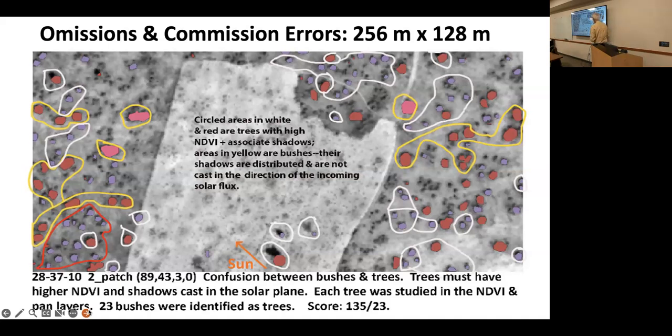So this is an example of bushes being categorized as trees in the areas where I've circled in yellow, and areas where things are circled in white, they were mapped correctly. So bushes were a big problem. We have tried to solve that in our next run.